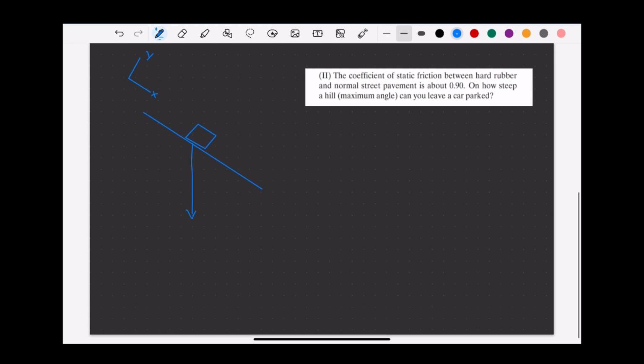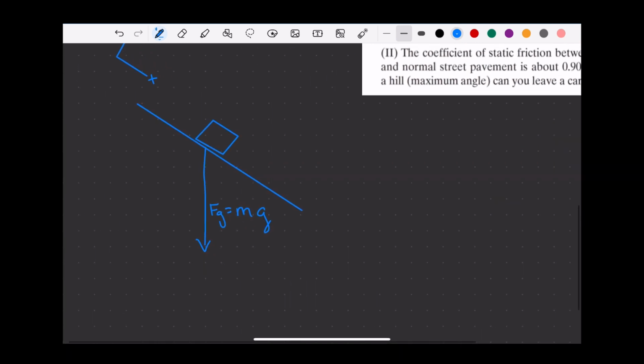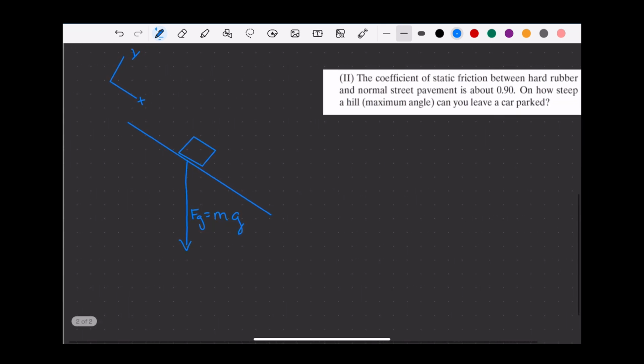So what I mean is, I can go ahead and say that F sub g must be equal to mass times acceleration due to gravity. That's going to be mg. Now, I can also say that the normal force, I can give it in terms of mass and gravity as well.